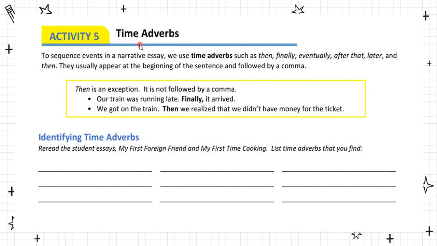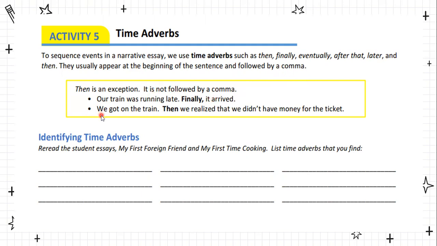I use them between my events to tell the reader, finally, this happened. After that, this happened, okay? They usually appear at the beginning of the sentence and are followed by a comma. So, our train was running late. So I started a new sentence. Finally, it arrived. So it arrived finally after being late, okay? This action happened after this action. So you see how this time adverb is showing me the time in which the train arrived after being late.